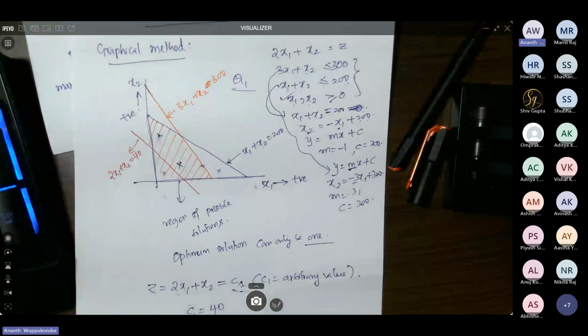So we have now constructed the two constraints that we have, which is x1 plus x2 less than or equal to 200, 3x1 plus x2 less than or equal to 300. And we have identified a region of possible solutions which can satisfy the given conditions. But we are only looking for one solution that gives us the optimum value for the function 2x1 plus x2. So to find that one optimum value, we chose an arbitrary intercept for the line 2x1 plus x2, and we plotted that line on the same graph.